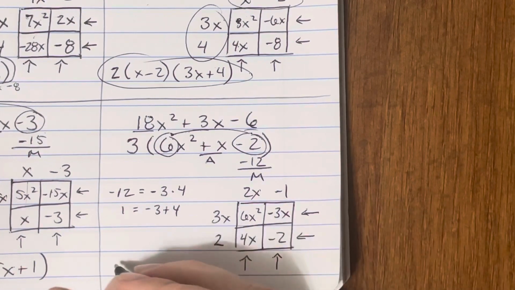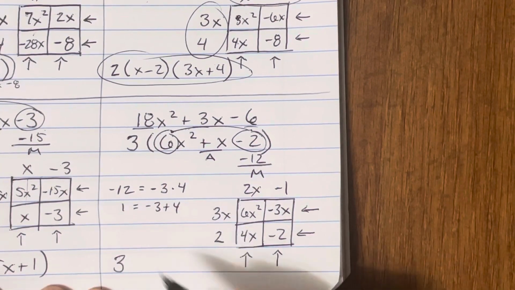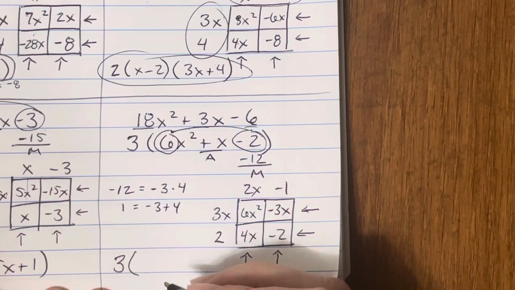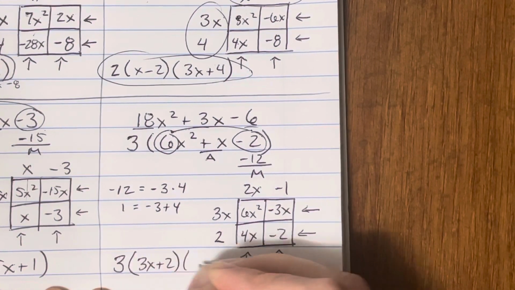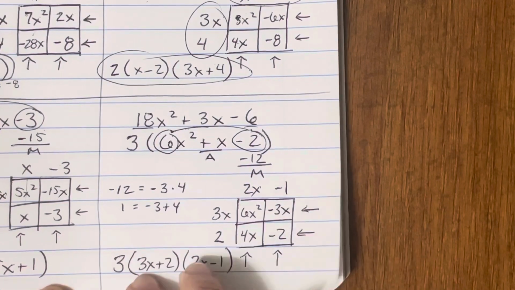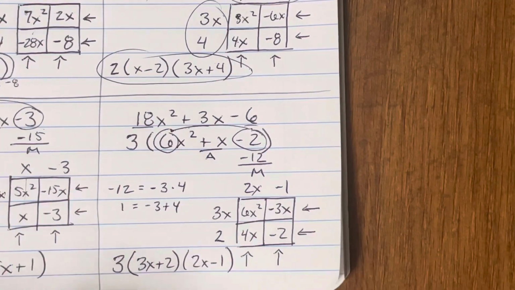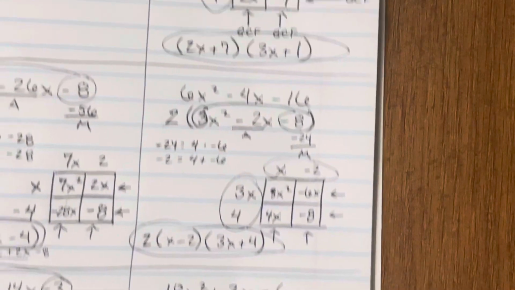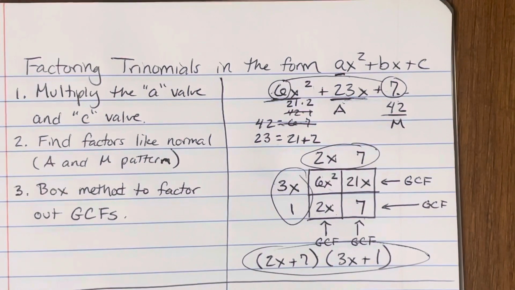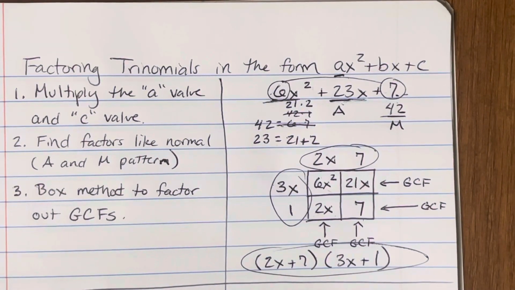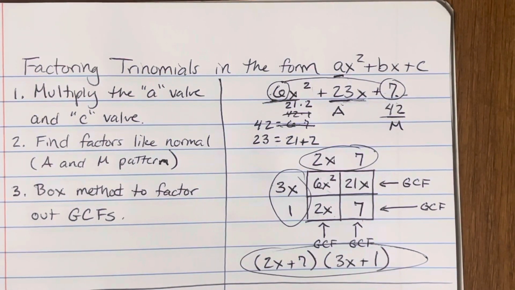And so our final answer with the 3 on the outside, it's very important to keep that greatest common factor that you brought out as 3. And then we get 3x plus 2 and 2x minus 1. Again, the order of these does not matter. You could totally switch that and it would be the same thing. All right. I hope, even though that's kind of a long process, I hope these 3 steps make sense. Make sure you email me if you have questions. And that is how you factor trinomials in the form of ax squared plus bx plus c.